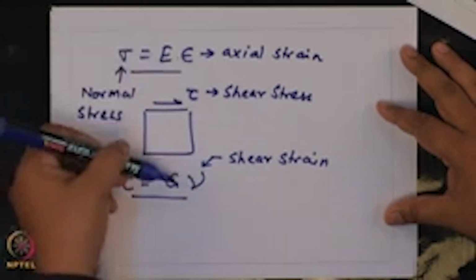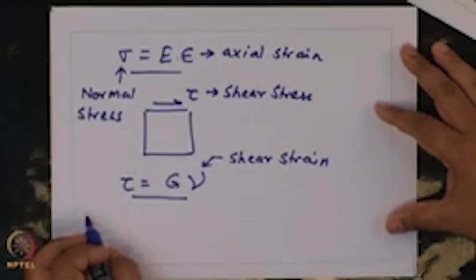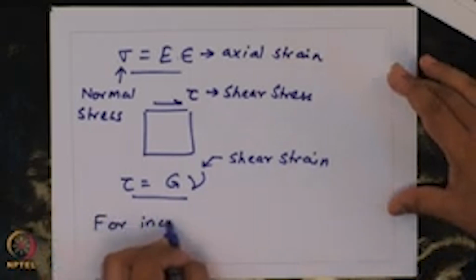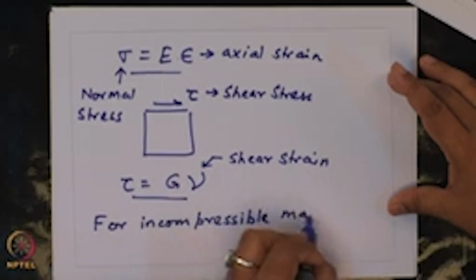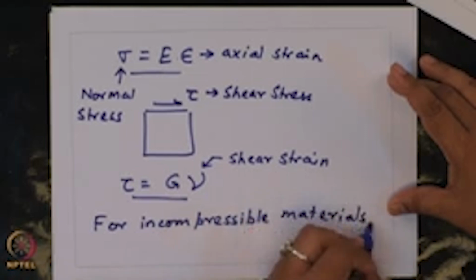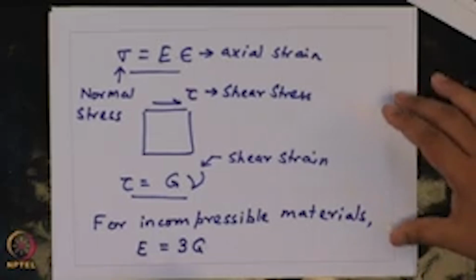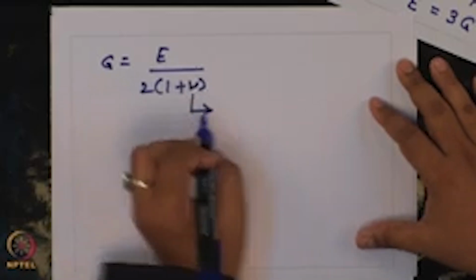So, there must be a relationship which connects E and G. Okay. So, for incompressible materials, this is another aspect, it can be shown that E is equal to 3 times G. This is because G and E are connected by the equation G is given by E by 2 into 1 plus nu, where nu is called the Poisson's ratio.